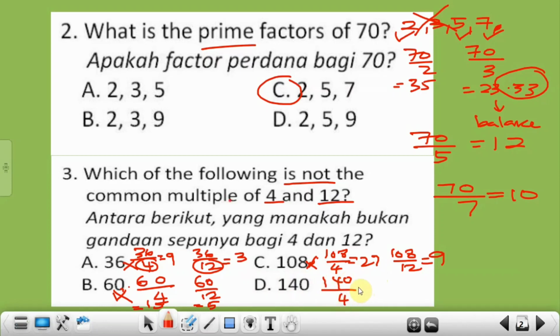140 divided by 4, you will get here 35. And 140 divided by 12, you will get 11.666. So this means it is not a whole number. So 140 is not a common multiple. So the answer is D.